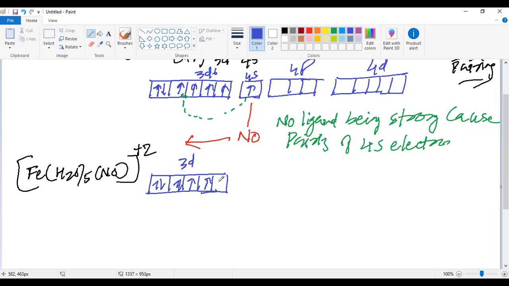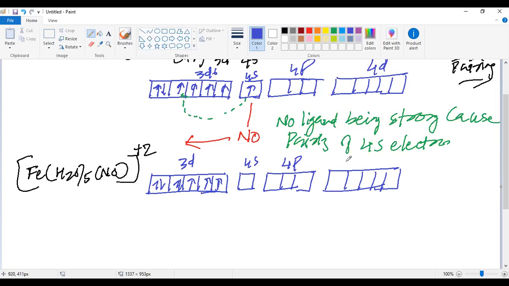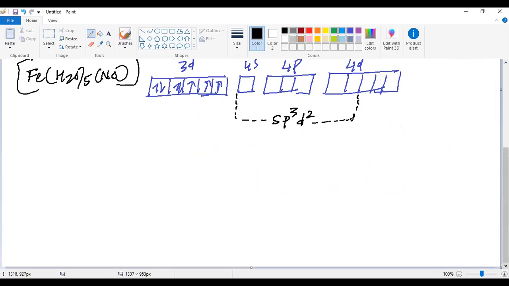We have these 3 unpaired electrons, and then we have this 4s vacant, then we have this 4p vacant, then we have this 4d vacant. So we have this 4s, 4p, 4d, and thus we can have this hybridization this way, sp3d2. So you can see that even 2, 4d are also being involved into it.